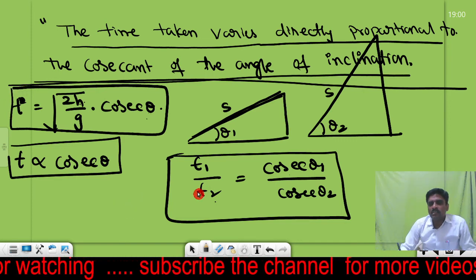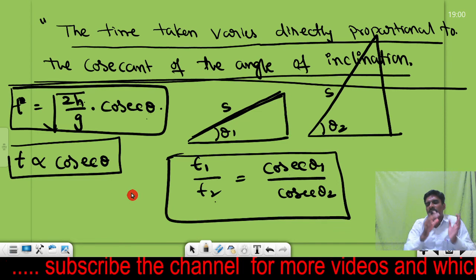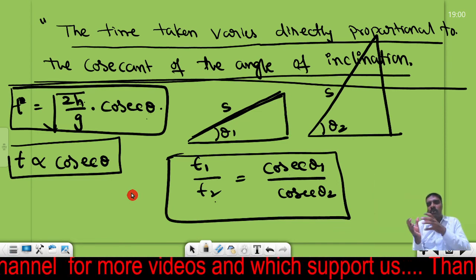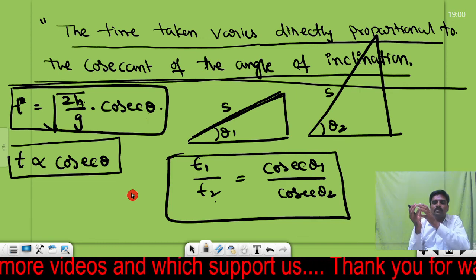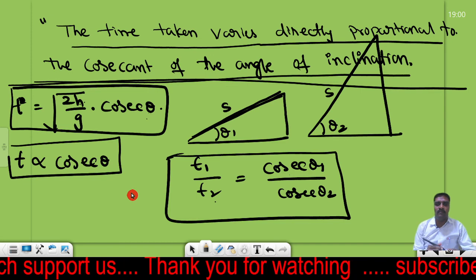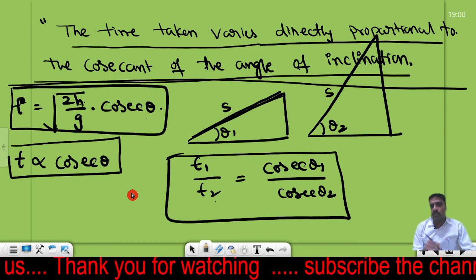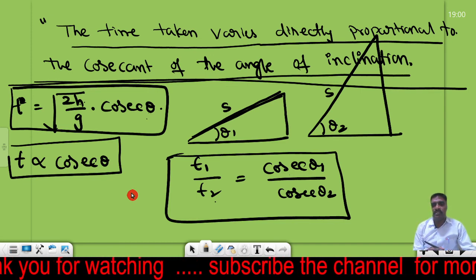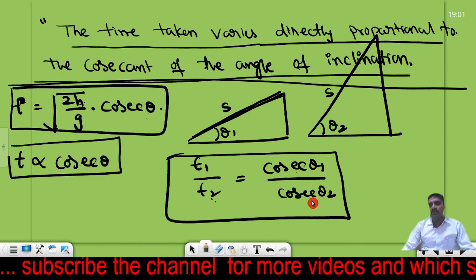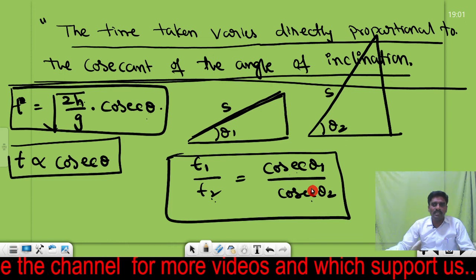So let me stop here. I hope you understand the time taken by the body to slide from the top to the bottom of the inclined plane. That value is t equal to square root of 2h by g into cosec theta. The conclusion is t1 by t2 is equal to cosecant theta 1 divided by cosecant theta 2. That is the very important one.